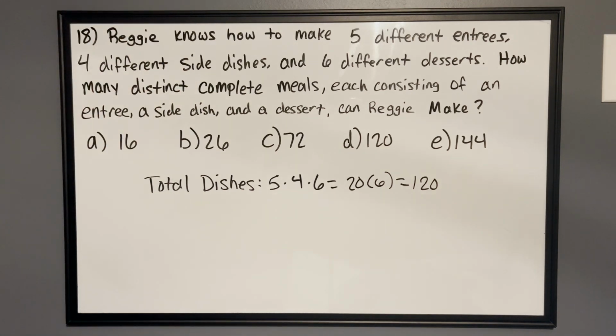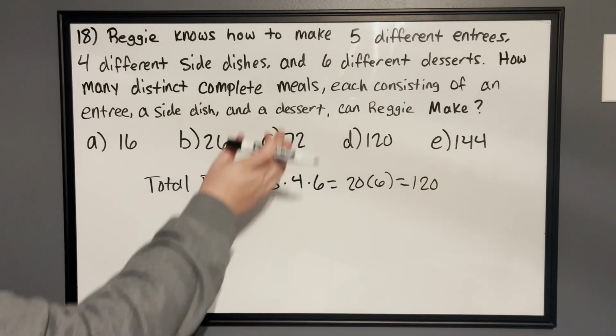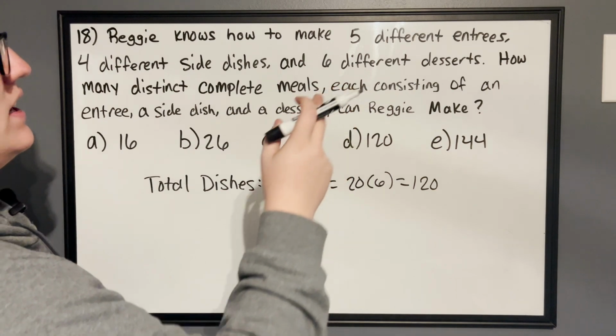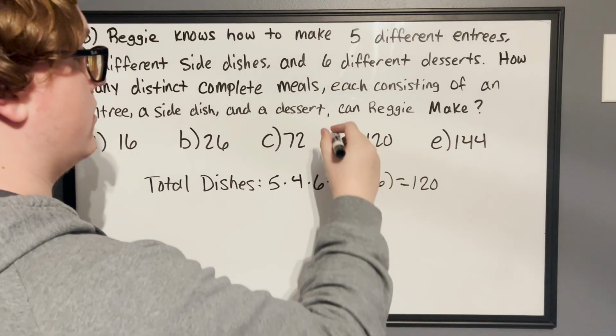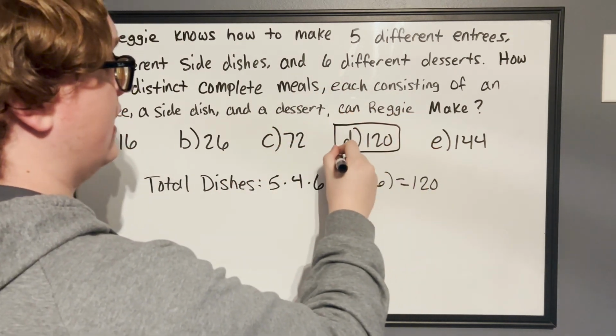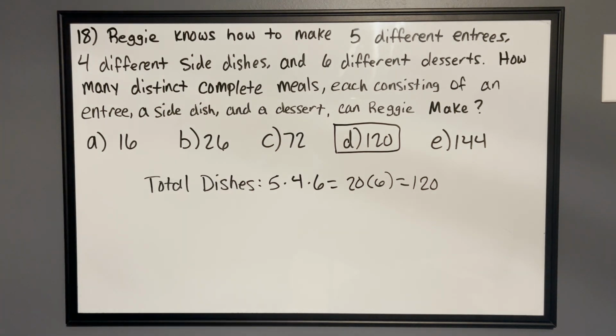So, of course, you don't need to explain how this works or why this works. You just need to know that this is how it works. You multiply all the different courses that he can make. That will give you your total of 120. So the answer is D for question 18. Let's move on to question number 19.